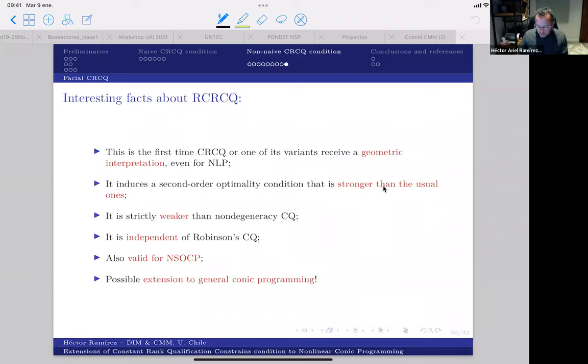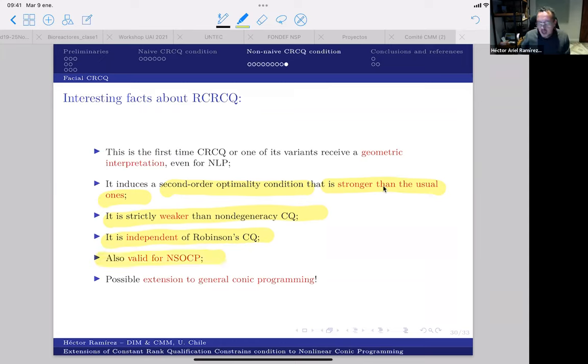And as I said before, it induces a stronger second order optimality condition. Of course, this is strictly weaker, that's for sure, than nonlinearity. Is that what we expected? Also, as we expected, it is completely independent. We have a counterexample for one side; the other is completely independent of Robinson.